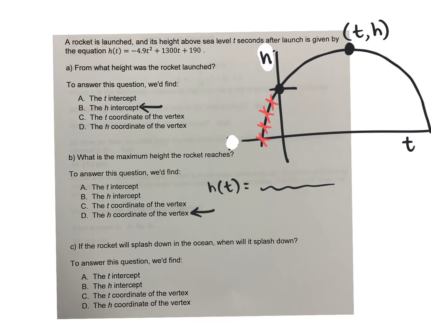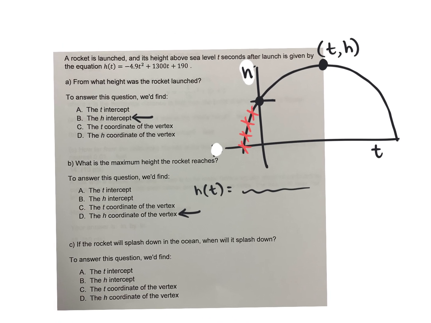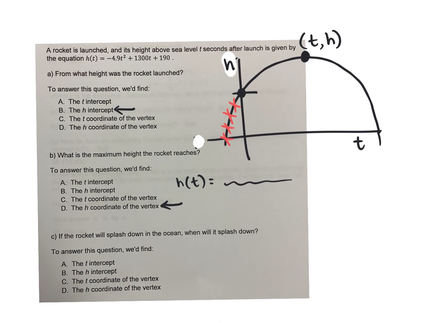If the rocket will splash down in the ocean, when will it splash down? So here's splashdown, and that would be the t-intercept. Understanding what it's asking for is important, and that's the sole purpose of this question. You're not actually working anything out.